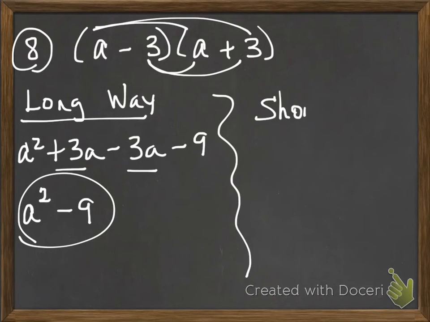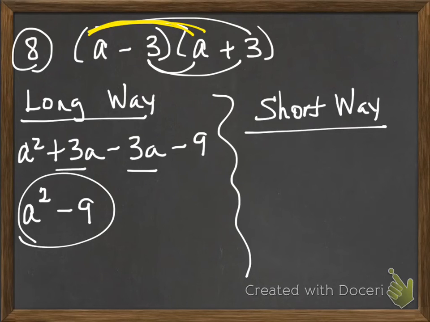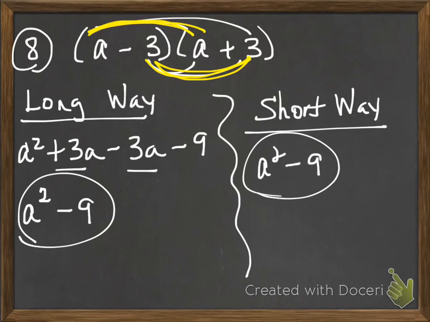The shortcut is to realize that the binomials are exactly the same except for their signs. When they're exactly the same except for their signs, you can just multiply the first two terms together. A times a is a squared. And you can multiply the last two terms together. Negative 3 times positive 3 is negative 9. Because anytime you multiply two binomials together that have opposite signs, the two middle terms will always cancel. So you can just multiply the first terms and the last terms.